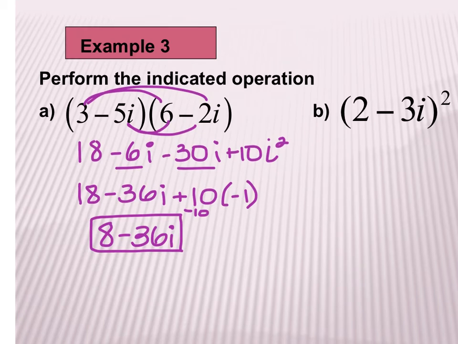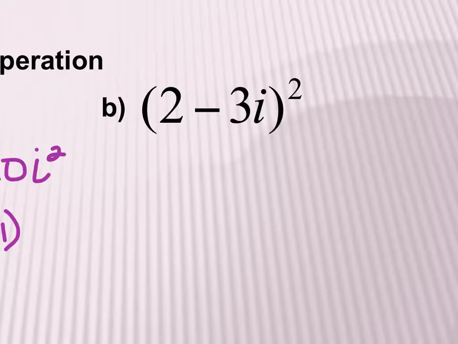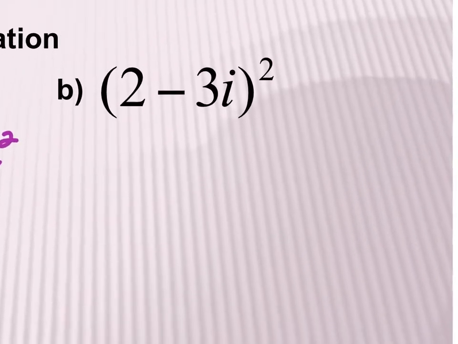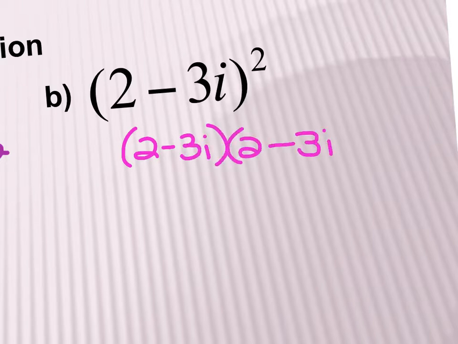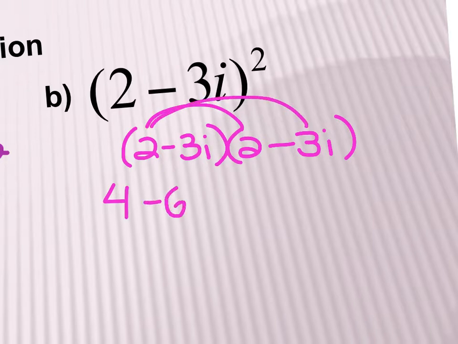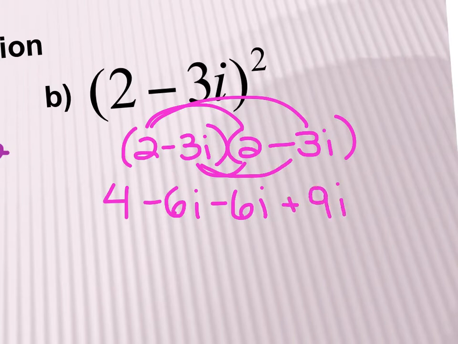Now let's look at B. B is 2 minus 3i squared. So this, again, we can't distribute an exponent like that. So we would just duplicate this, which would be 2 minus 3i times 2 minus 3i. And then first, 4, outer, -6i, inner, -6i, and last, +9i squared.